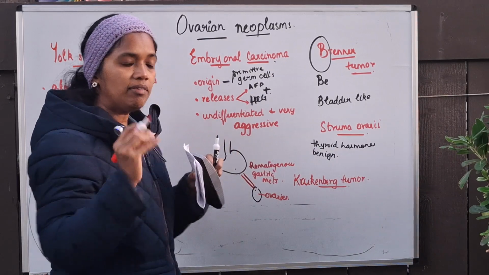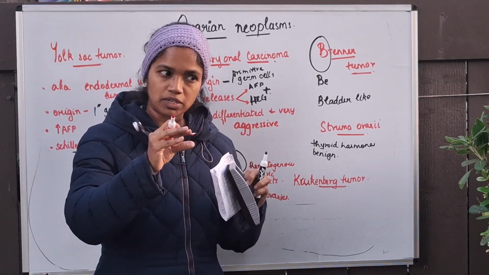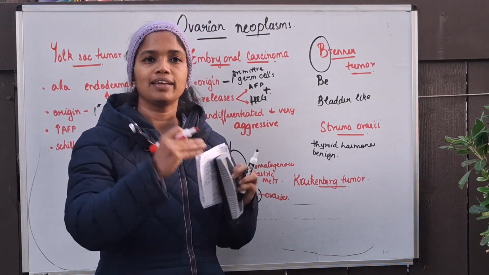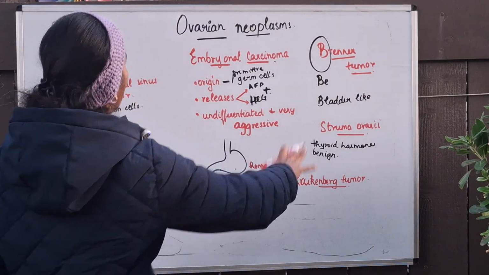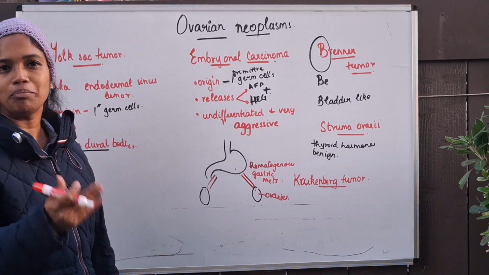Here we will typically have signet ring cells, that is, mucin presenting in the cell, which gives rise to a signet ring appearance. So this is part 3 of the ovarian neoplasms, and this is in brief, and this is what you should know mostly for the NBME exams.